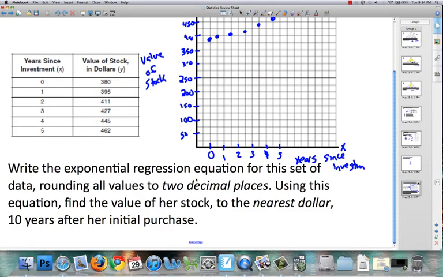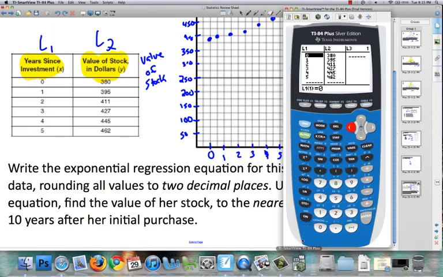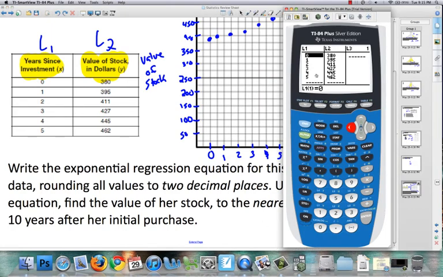The next part says to write the exponential regression equation for this set of data. Okay, so if we're writing exponential regression, we need to put this into L1, this into L2. So why don't you go ahead and do that now. This is in L1, this is in L2. I went ahead and already put that data in. So what you're going to have to do now is hit stat, calculate, and it says exponential regression. So we want to scroll down until we get to exponential regression.